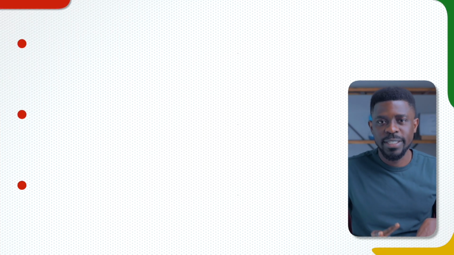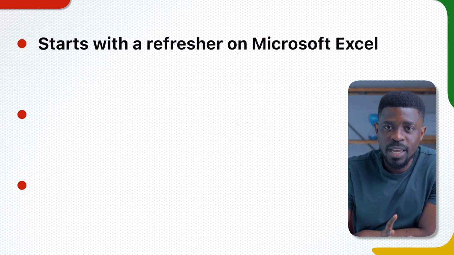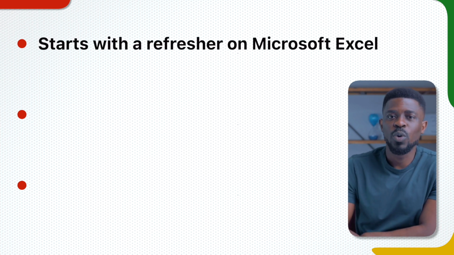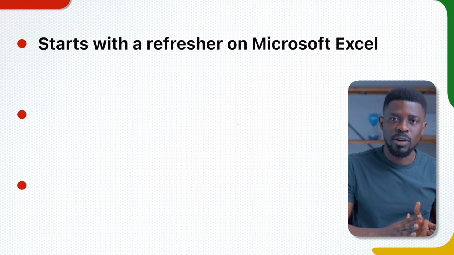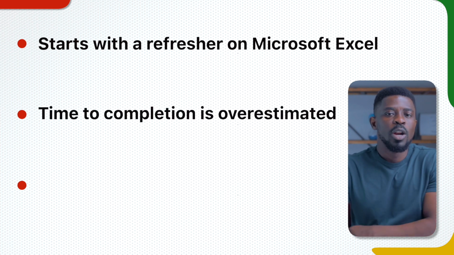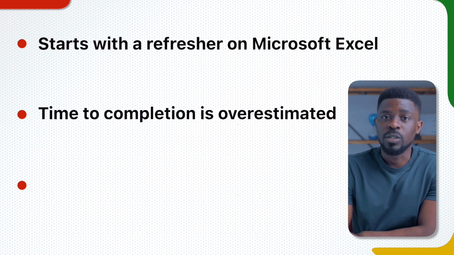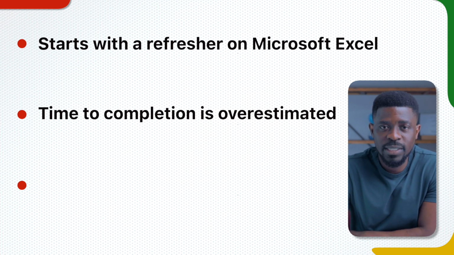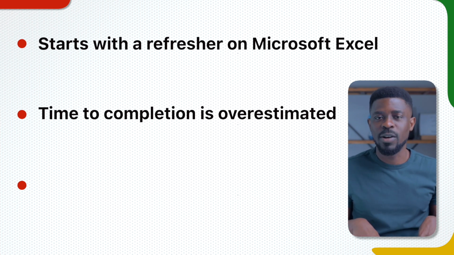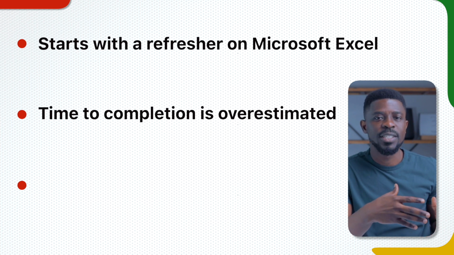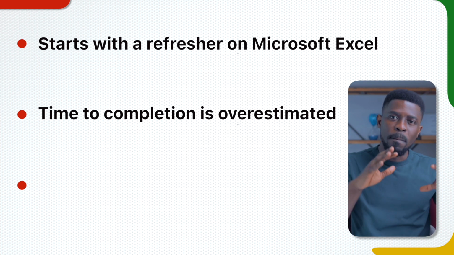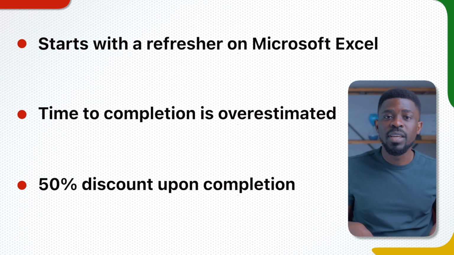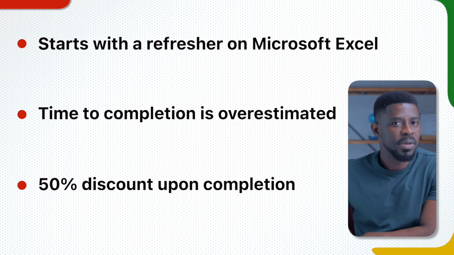3 not so obvious things to note here. First off, it begins with a course on Excel, providing you with a little refresher. This is good for those who have very little knowledge of Microsoft Excel and want to brush up a little. Number 2, in terms of time to completion, Coursera says it will take you 5 months to complete if you follow a flexible schedule of 10 hours a week. In my experience with Coursera certificates, this is usually an overestimate, as it should take you much less time to complete. Number 3, you do get a 50% discount on the PL300 exam once you complete the program.